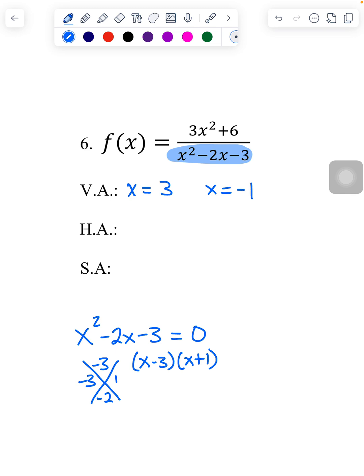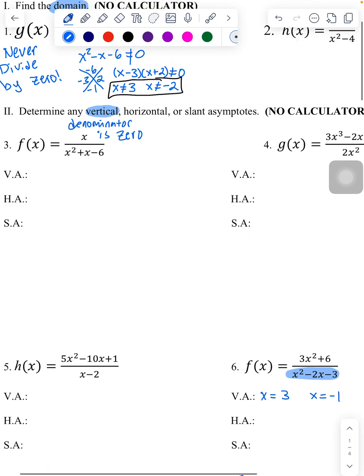And we have to have that x equals part because a vertical asymptote at the end of the day is a vertical line. And the equation for a vertical line is x equals whatever that number is. So those are our two vertical asymptotes. Okay, great. So now let's figure out horizontal asymptotes.